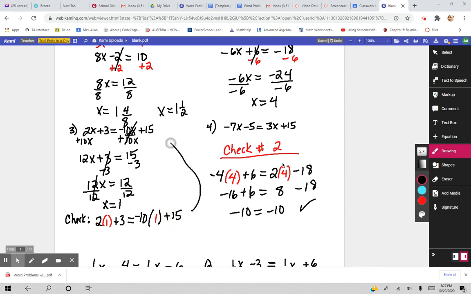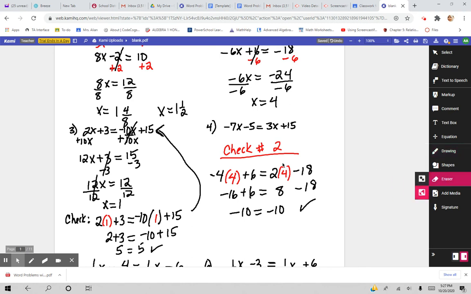Okay, so I'm basically checking my answer by replacing x with 1 in the original equation. Okay, the original equation here. So let's see, does that check? 2 times 1 is 2 plus 3, and negative 10 times 1 is negative 10 plus 15. Well, that's 5. That's also 5, so it does check. Okay, so I've solved this correctly.